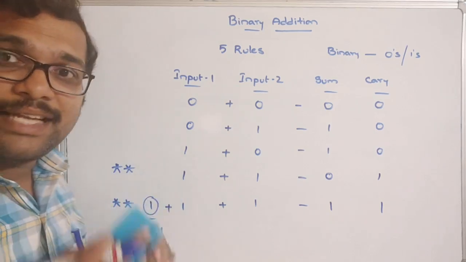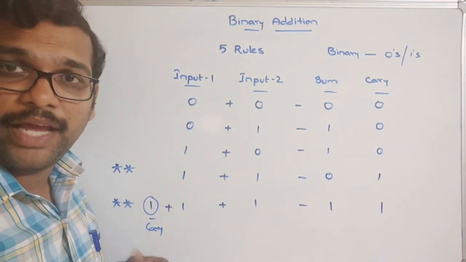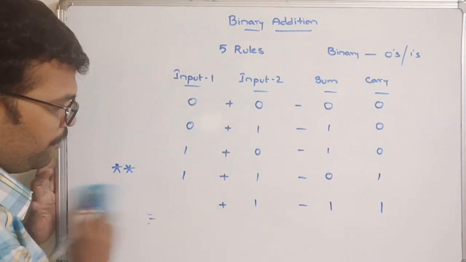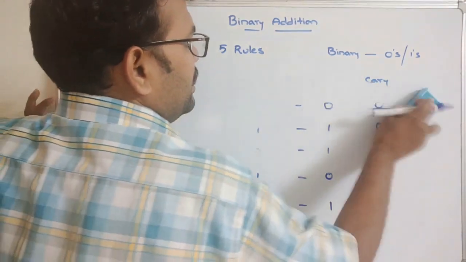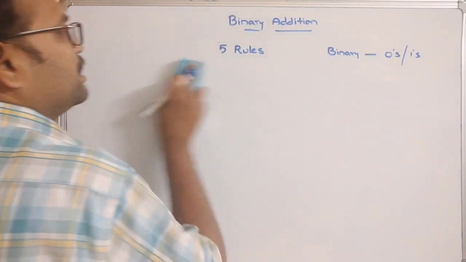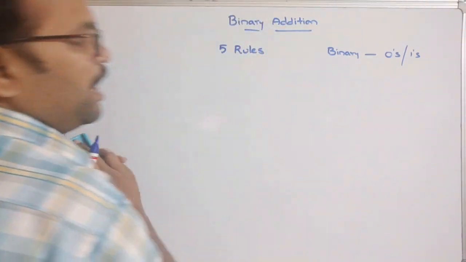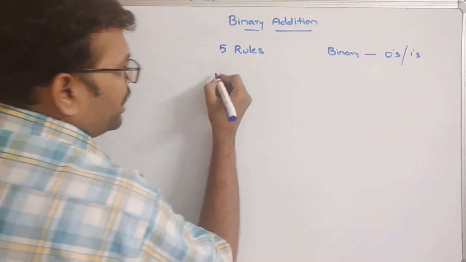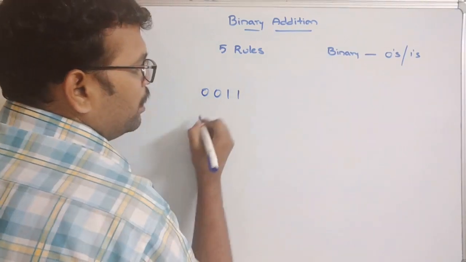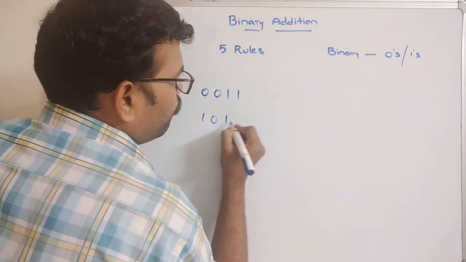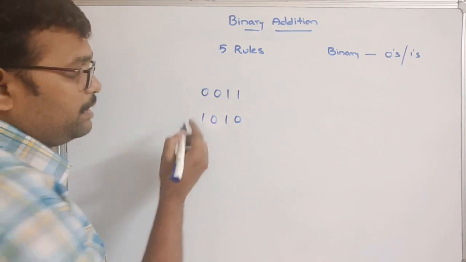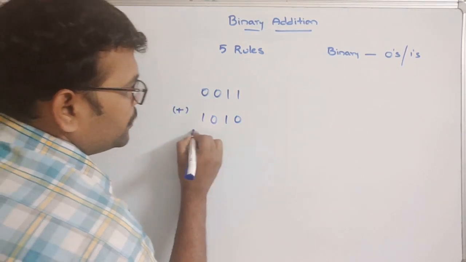Now we'll see an example of how we can perform the addition based only on these rules, right? Let us take two binary numbers and perform the addition. I am not taking any decimal values, only two binary values. So let me take the binary values as 0011 and 1010. Let us perform the addition between these two.